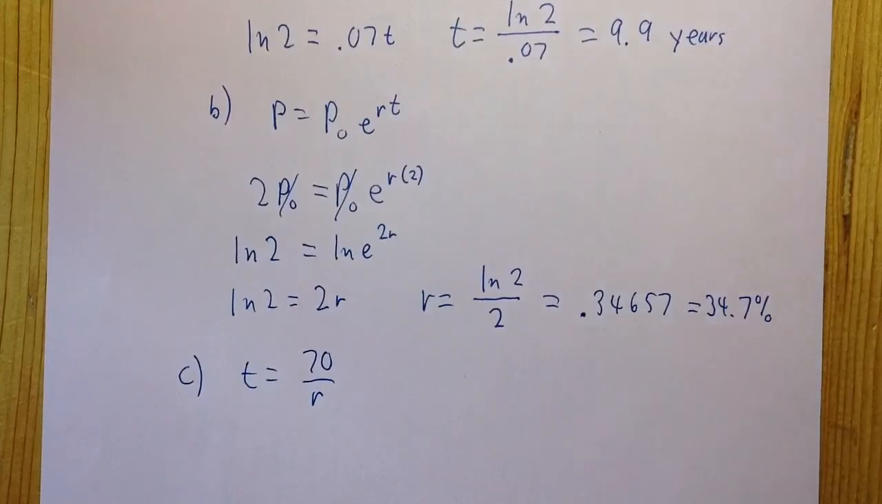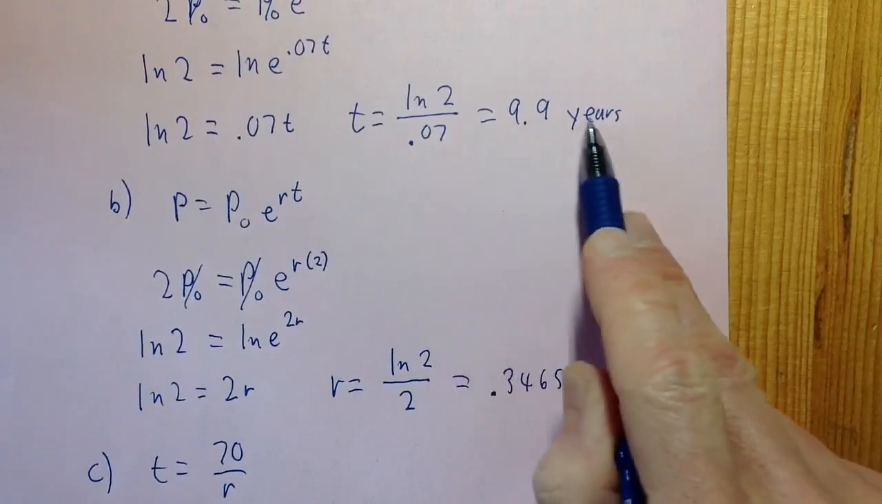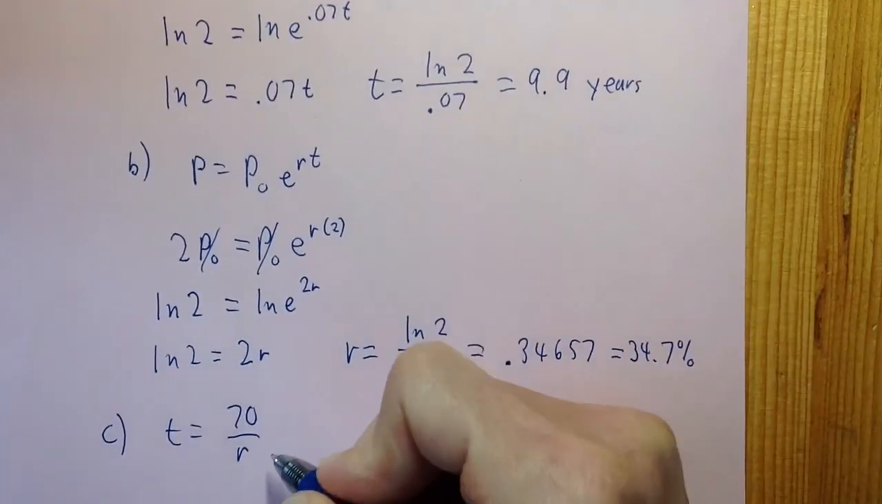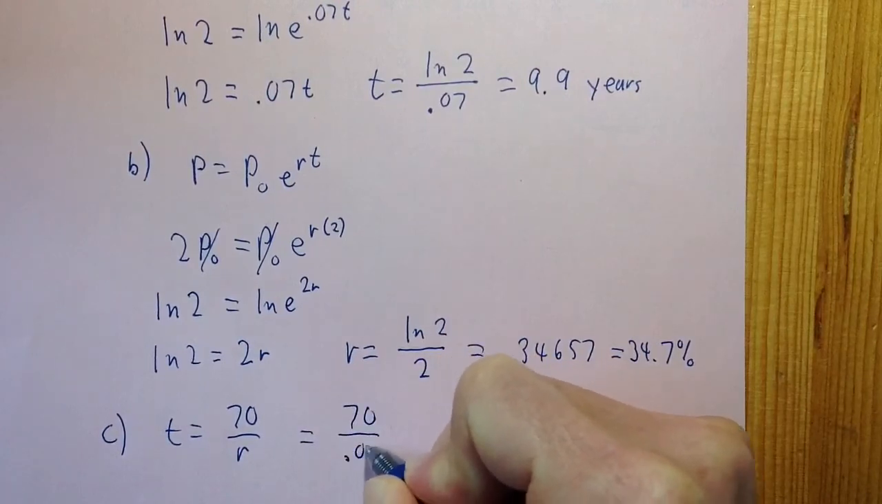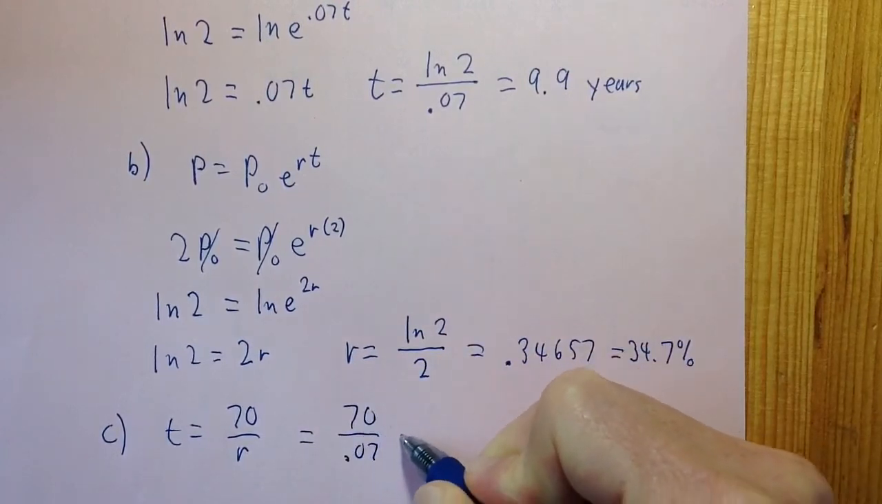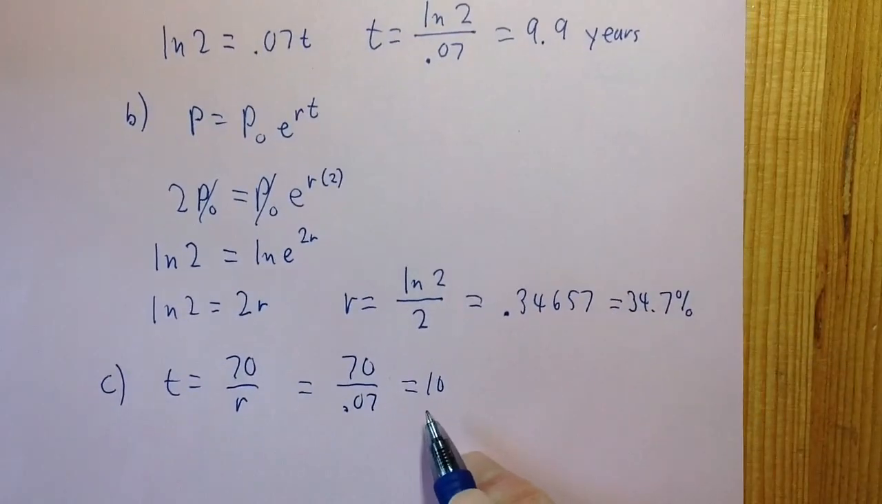So let's see if that works. Earlier, we said if the interest rate's 7, it takes 9.9 years to double. So let's see if that formula works. So 70 over 7, that is 10. And we said 9.9 and we got 10. Well, gee, that's pretty good.